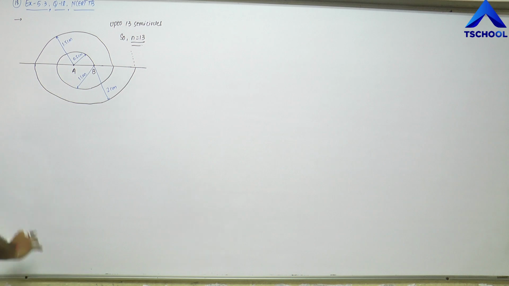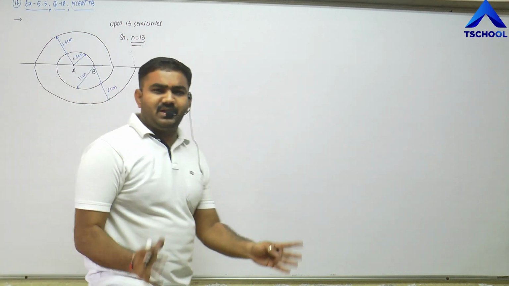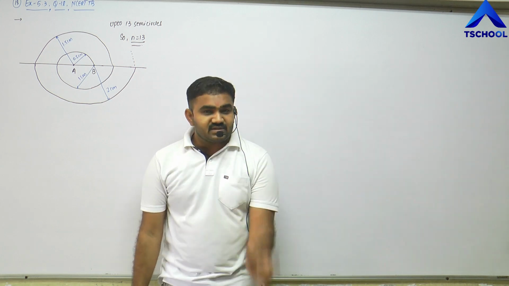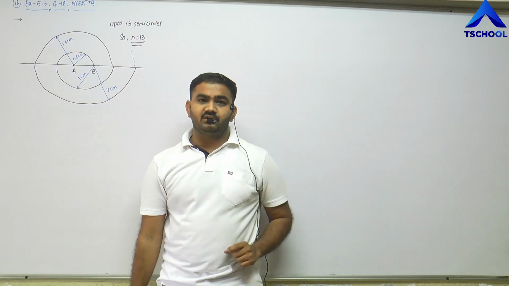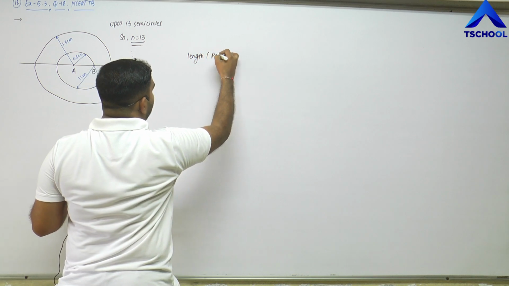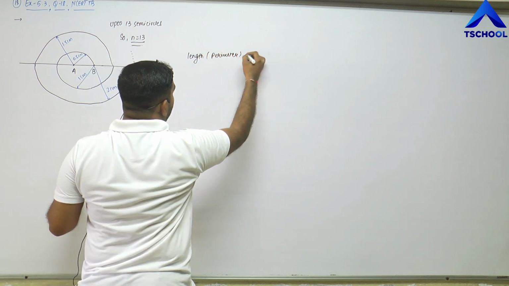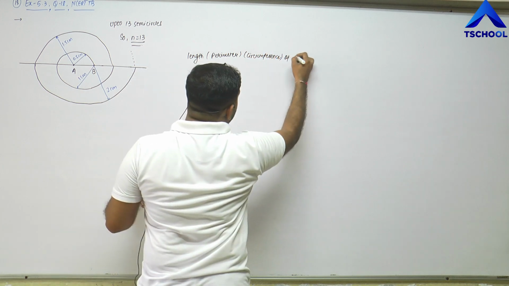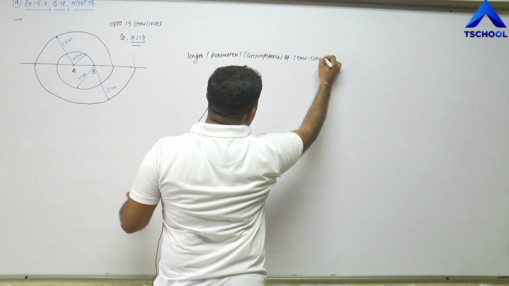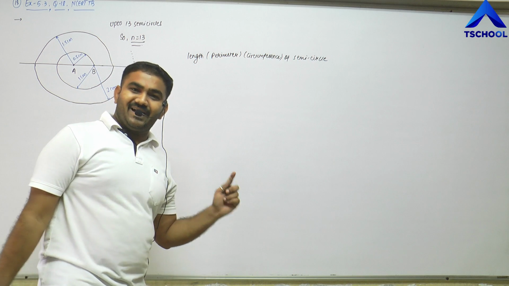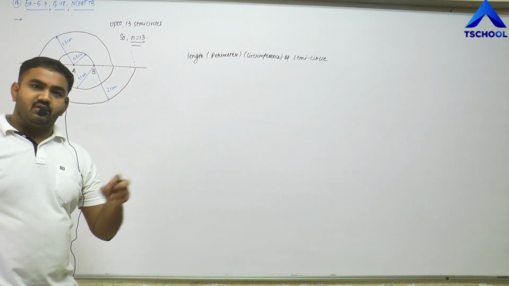Now, the length of the semicircle, what do we mean by the length of the semicircle? It simply means the perimeter of the semicircle, the circumference of the semicircle. All these terms are the same. Length or perimeter or circumference of a semicircle, all these three terminologies are the same, so the formula for all three will be the same.